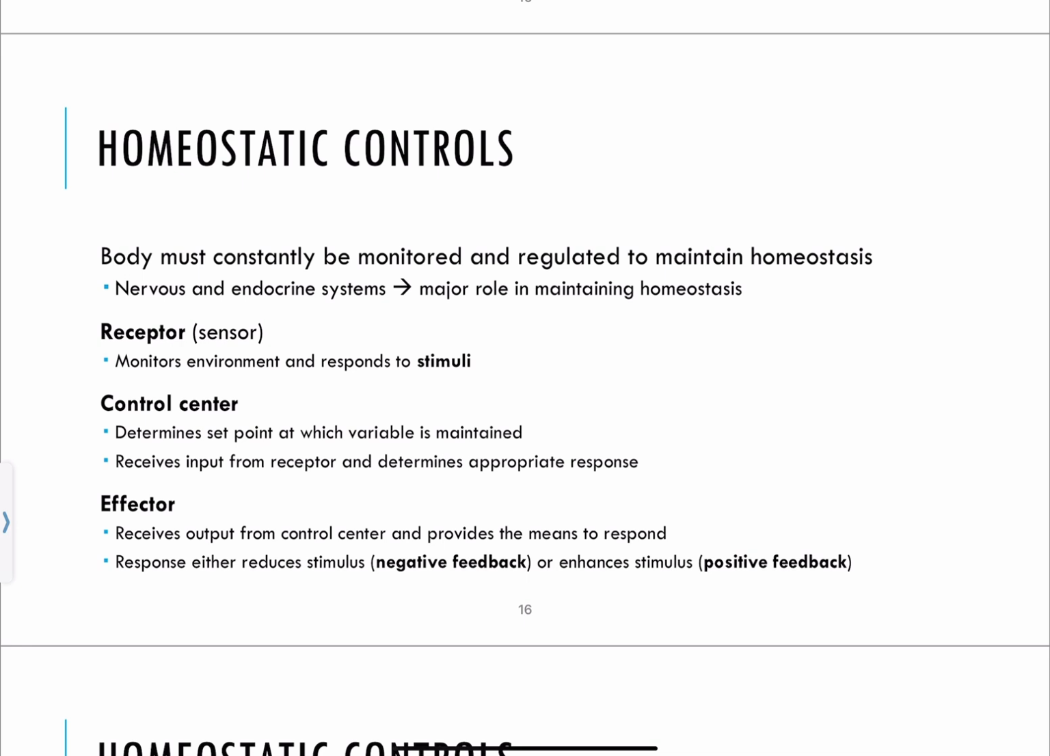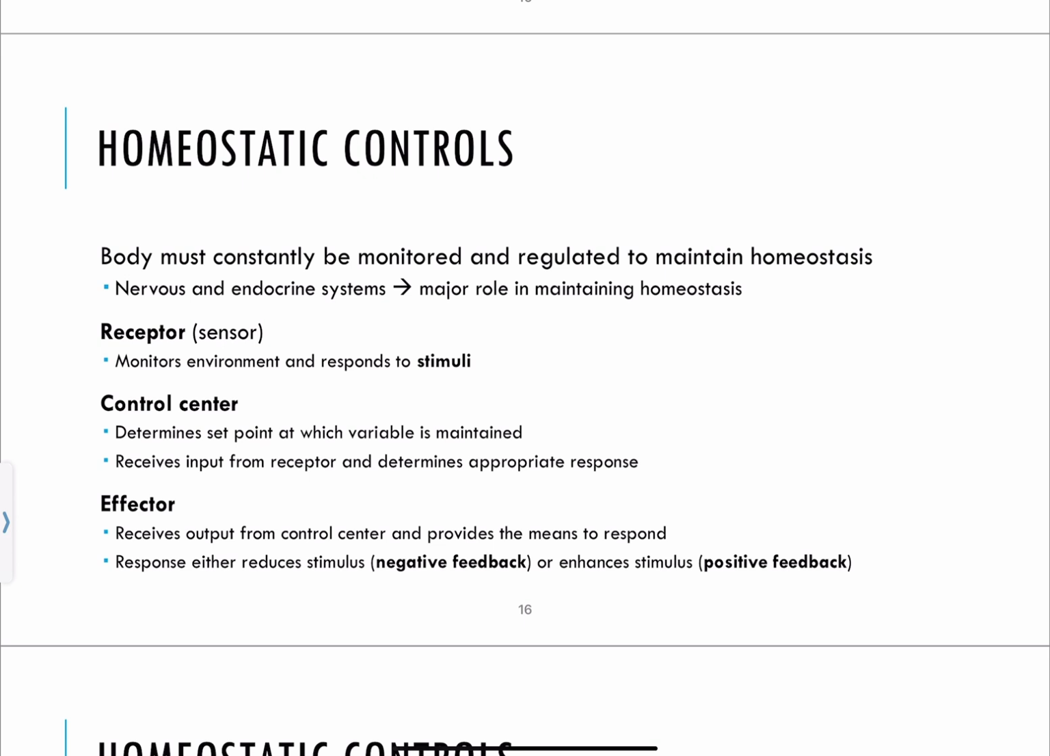So how do we do that? That's primarily the responsibility of our nervous and our endocrine systems. They provide the means of communication, either in neuroelectrical impulses or by hormones acting as carriers. So all homeostatic controls are going to require at least 3 components: a receptor, control center, and effector. The receptor is your sensor that's going to monitor your environment and respond to stimuli.